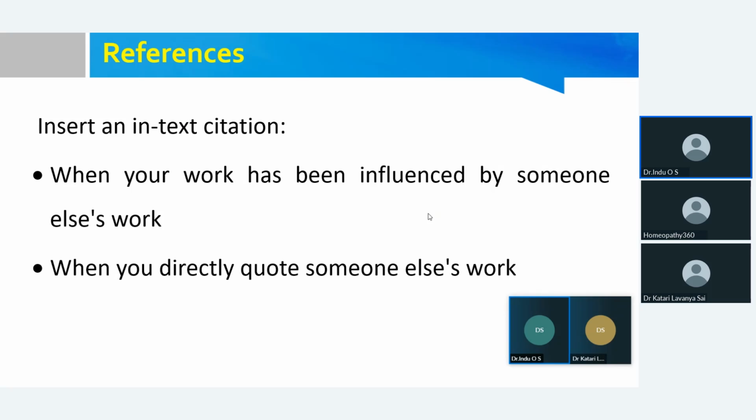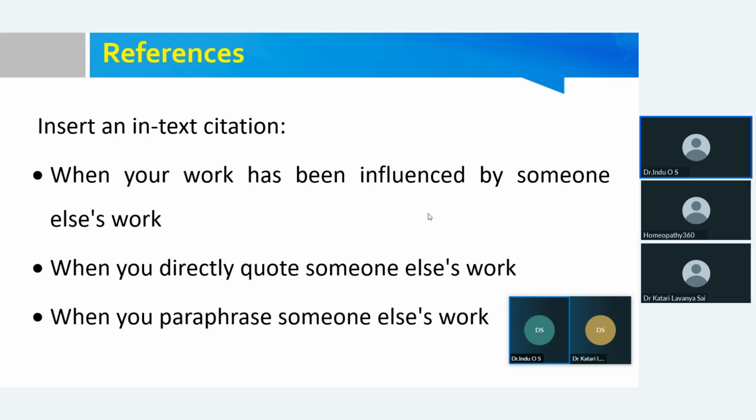So when you directly quote someone else's work, as well as when you are paraphrasing someone else's work, we give in-text citation. Next, please. Some rules are mentioned for giving that in-text citation. You can see some numbers are cited, or some numbers are allocated to a source.